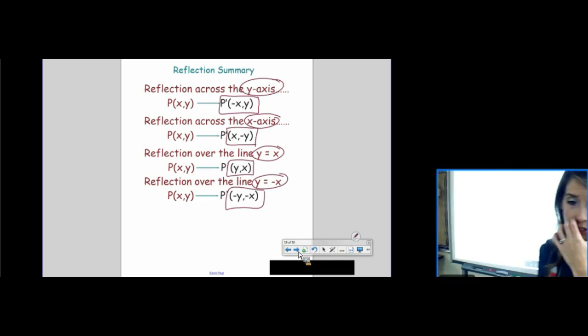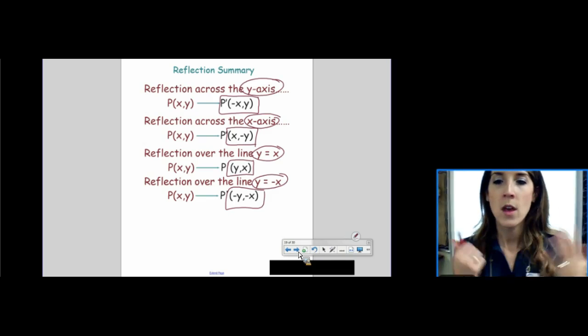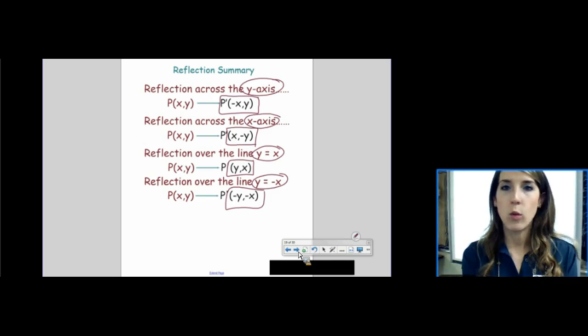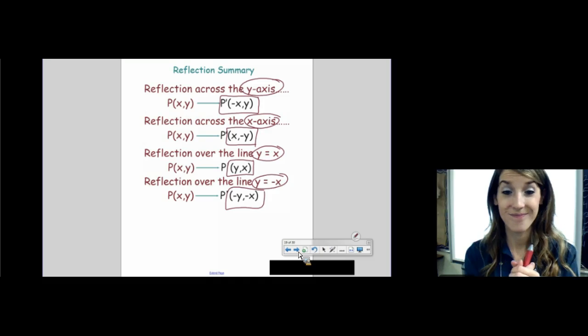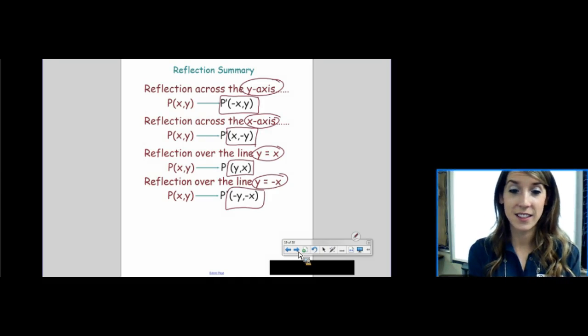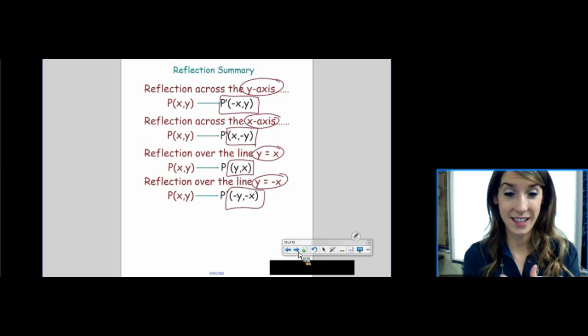Yes, the last two, yeah, we'll talk about that. Let's talk about them first. Okay, when you're flipping over the y-axis, what changes? The x. When you're flipping over the x-axis, what changes? The y. So it's like the opposite one becomes opposite. Because that's what that means when you put a negative in front, it's the opposite.